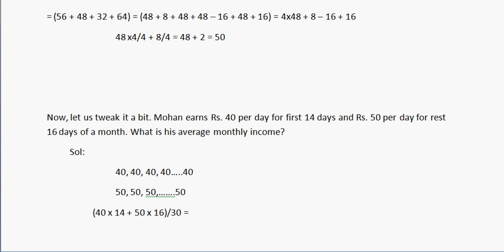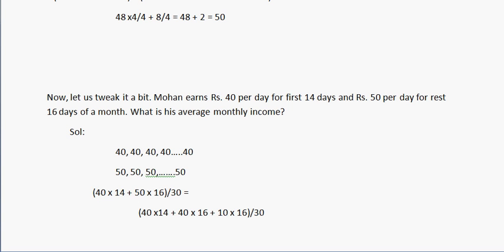Now we can also simplify this calculation, right? Let's say the average is 40 only. So can we write 40 into 14 plus 40 into 16 plus 10 into 16? Can we write this as this? Yes, we definitely can. And this whole divided by 30. We can further simplify this by taking 40 common out of these two.